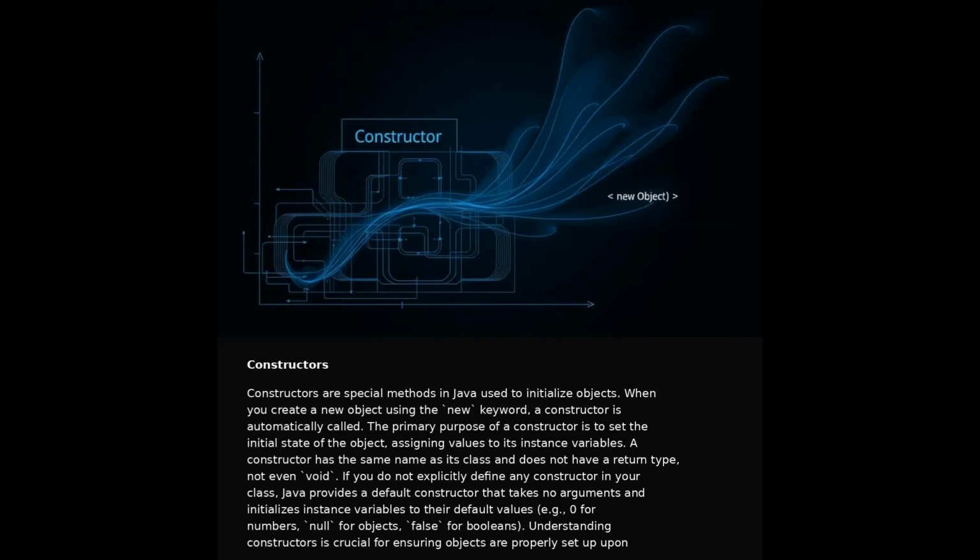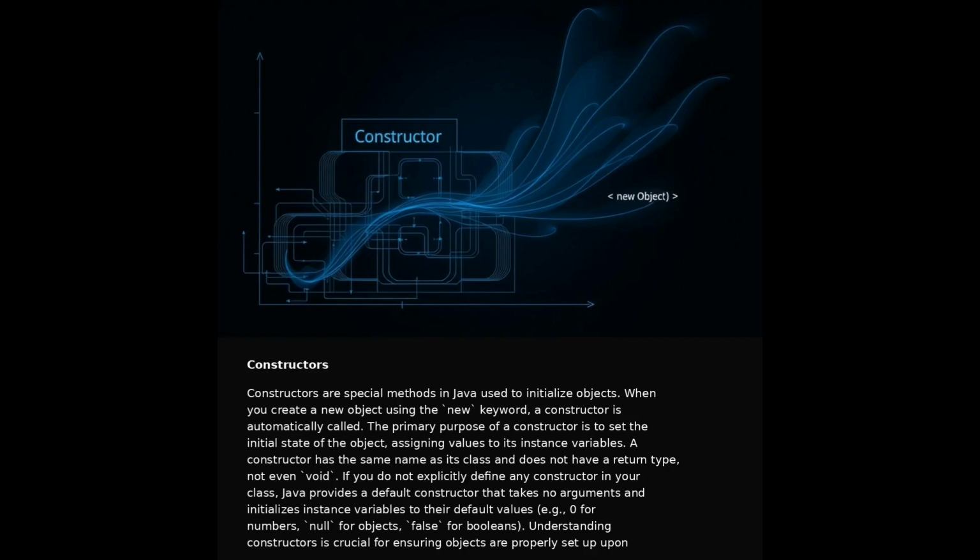Constructors. Constructors are special methods in Java used to initialize objects. When you create a new object using the new keyword, a constructor is automatically called. The primary purpose of a constructor is to set the initial state of the object, assigning values to its instance variables. A constructor has the same name as its class and does not have a return type, not even void.